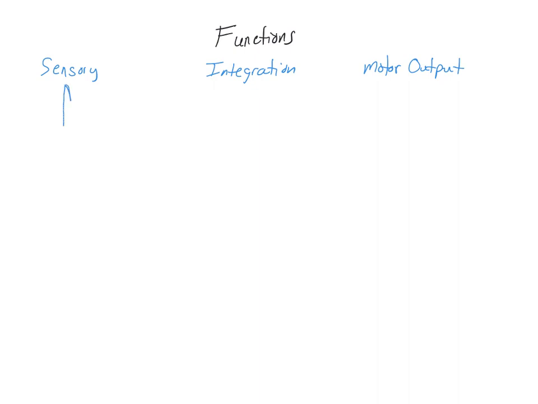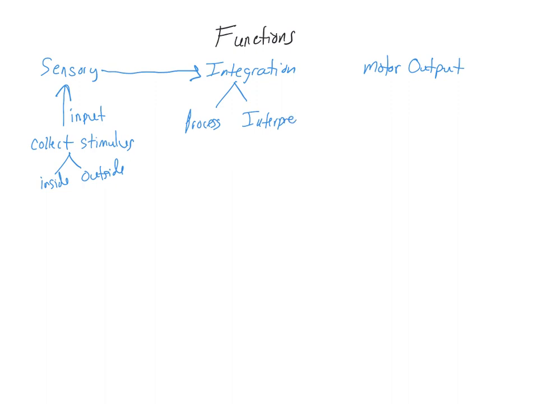Sensory section, so let me back up. One of the things the nervous system is going to do is collect information. So it's going to collect stimulus, and this stimulus could be from inside the body, okay, or it can be from the outside environment, but it's going to collect that information. And then that information is going to go to an integration center. And this is where you're going to process the information, you're going to interpret the information, and this is going to be done primarily in your spinal cord and brain, okay?